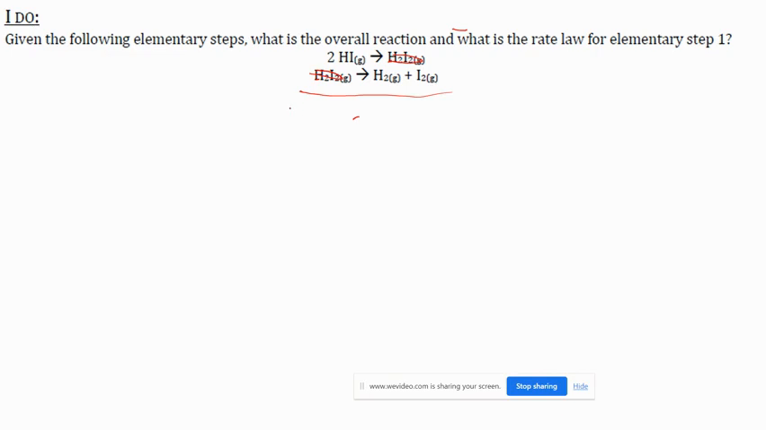So I cross those out and I write down my overall equation, not my rate law, I'm sorry. So I write down everything that remains on my reactant side and everything that remains on my product side. And that is my overall reaction. Then they want to know the rate law for elementary step 1. They're telling us that this was our slow step. So that's going to be rate equals k.